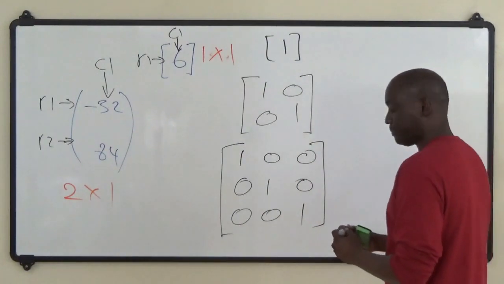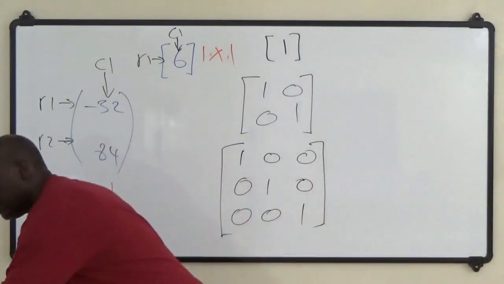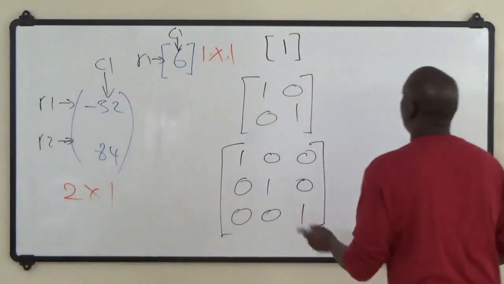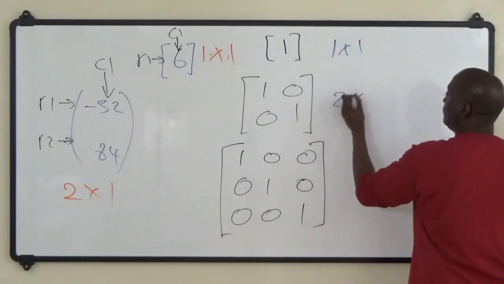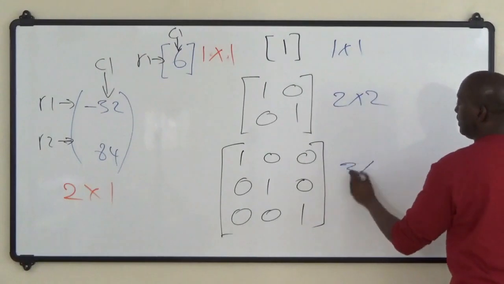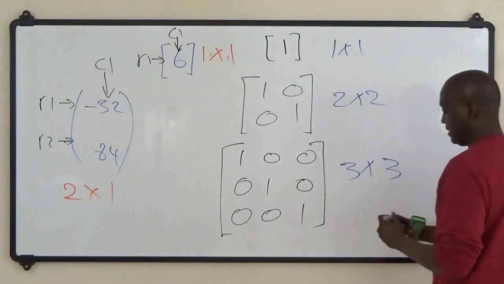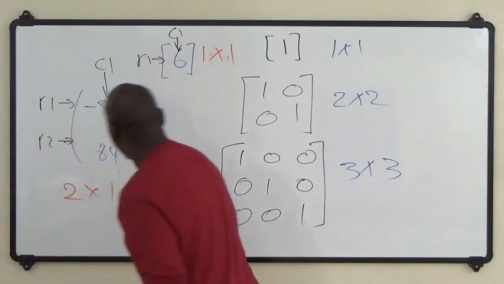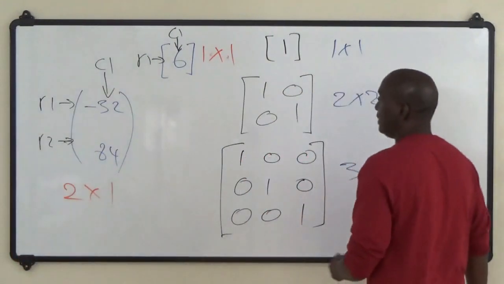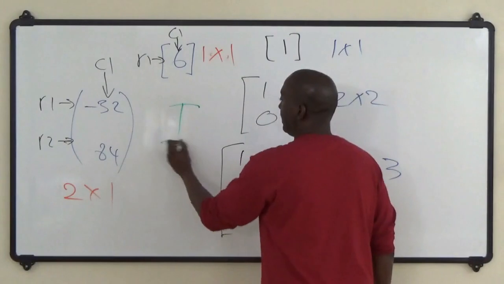So this is your identity matrix of order 3. All right? So this would be your 1 by 1 identity matrix. This would be a 2 by 2 identity matrix. And this would be a 3 by 3 identity matrix. The symbol that we use to denote the identity matrix is, take one guess, big letter I.